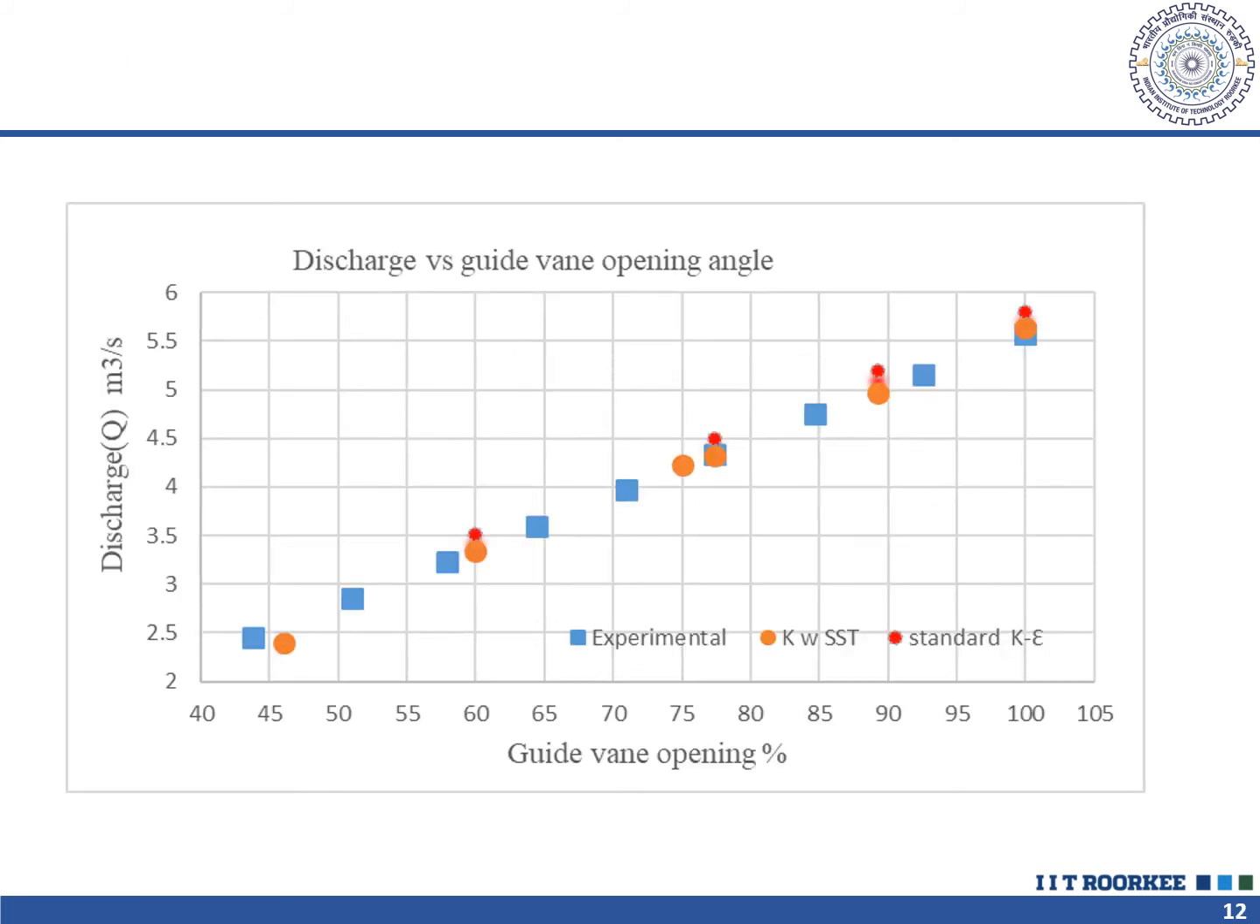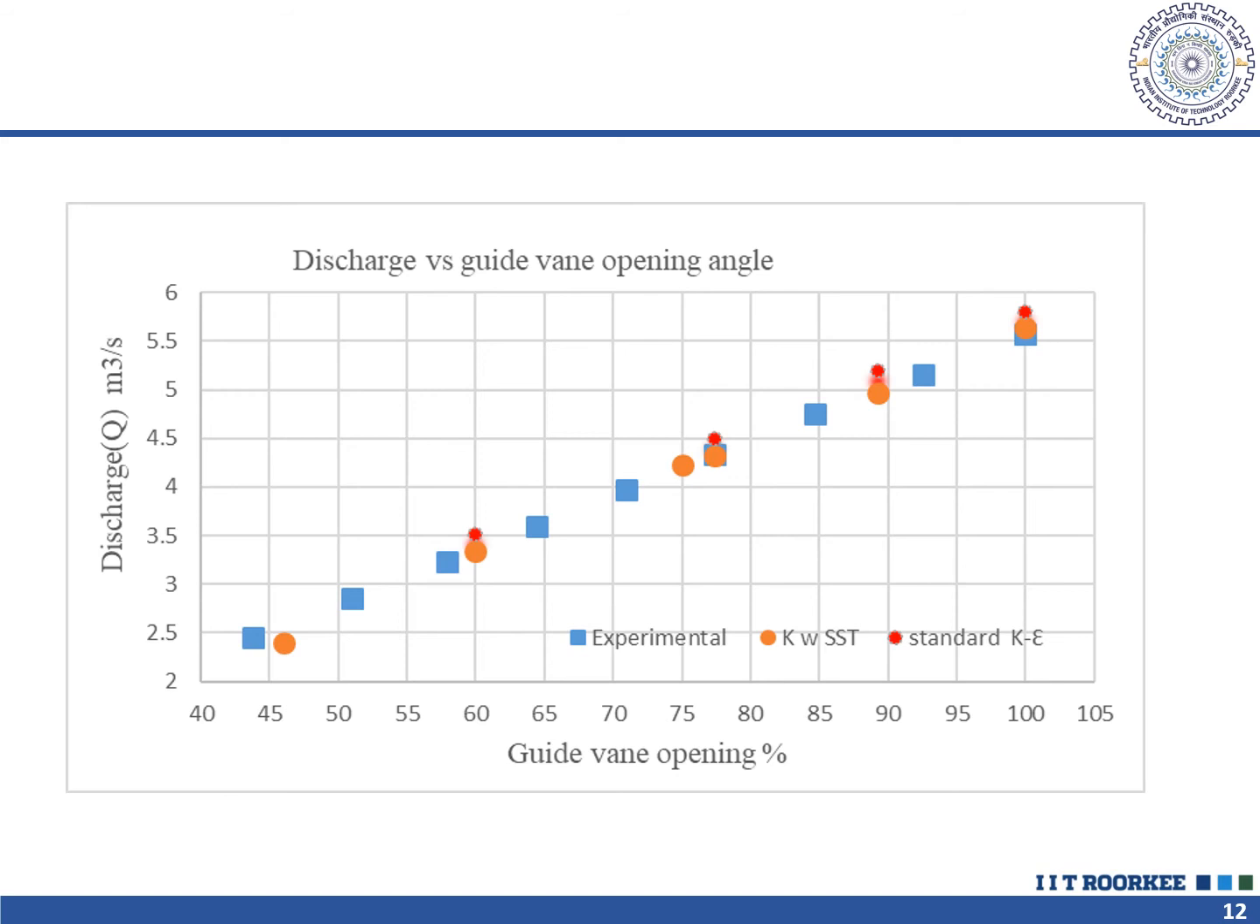The simulation was performed at the same guide vane opening condition by taking different turbulence models. From the simulation result, the turbulence model also affected the amount of discharge in the turbine. The difference between simulated discharge and experimental discharge was 0.07 meter cube per second by using the K omega SST turbulence model, and 0.23 meter cube per second by using the K epsilon turbulence model at full opening condition.